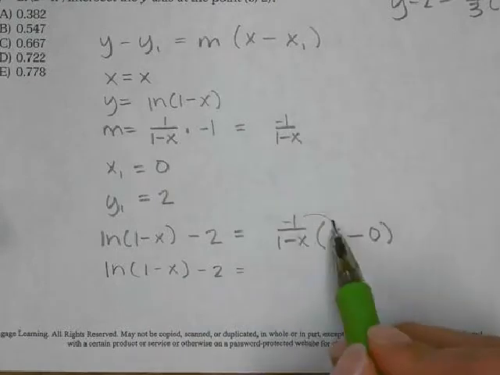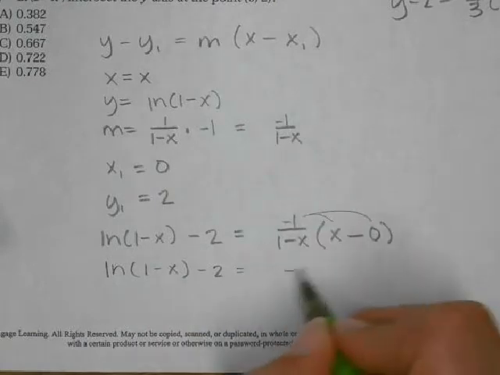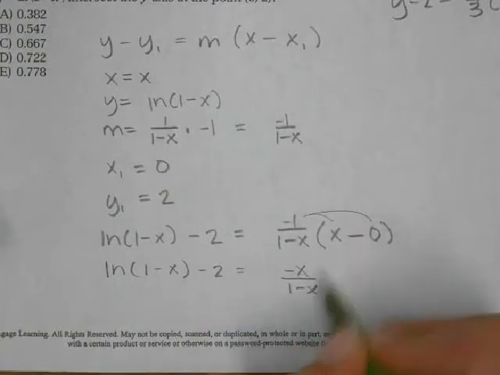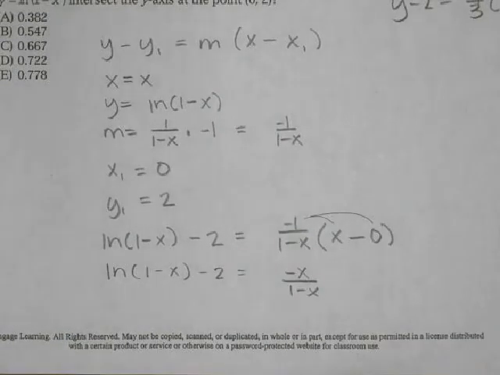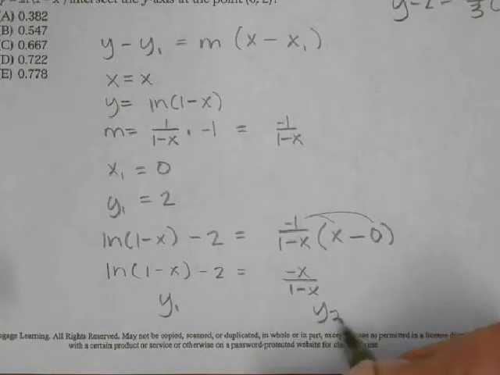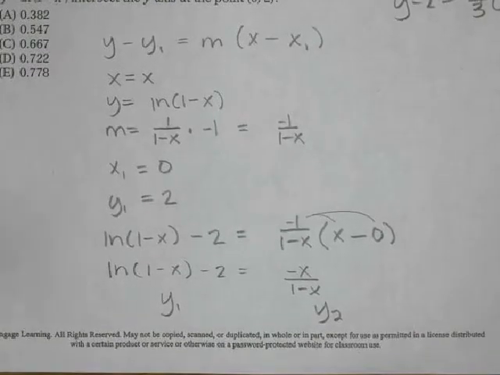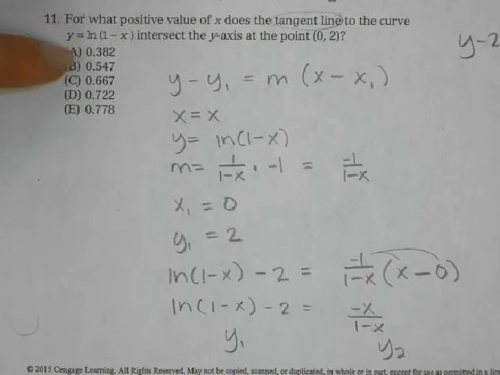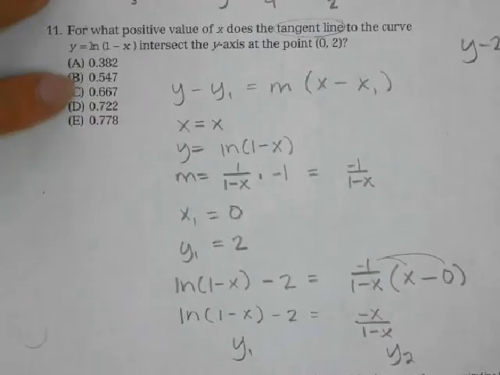And then here I went ahead and distributed this. So that gives me -x over 1 minus x, and then multiplying it by 0, so that's nothing. Now you could try to solve this by hand, but you don't need to because this is calculator active. So what I did is I graphed this side as y1, and I graphed that side as y2, and I knew that my x value was going to be some decimal between 0 and 1.